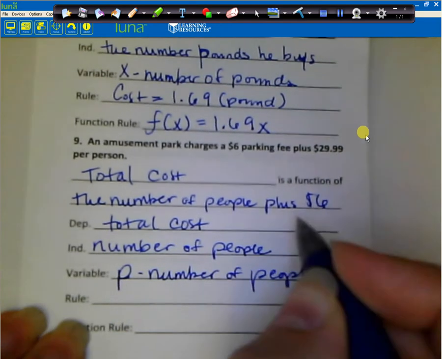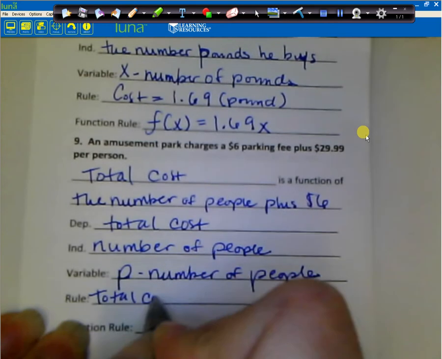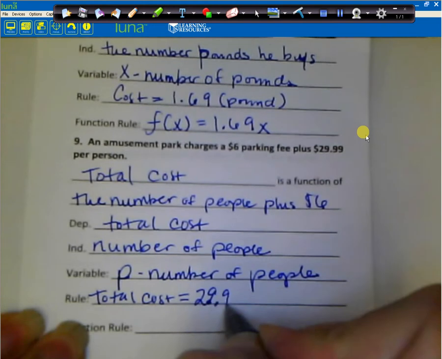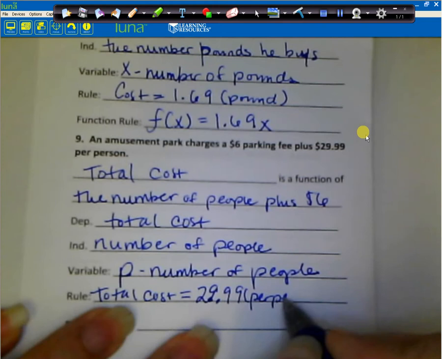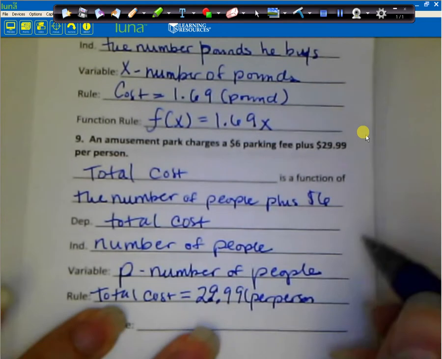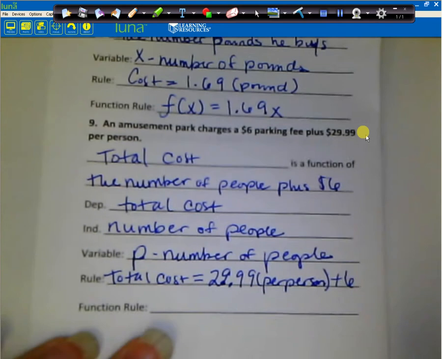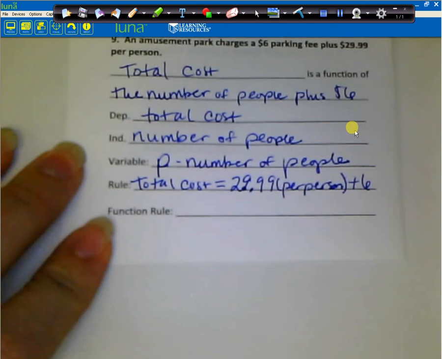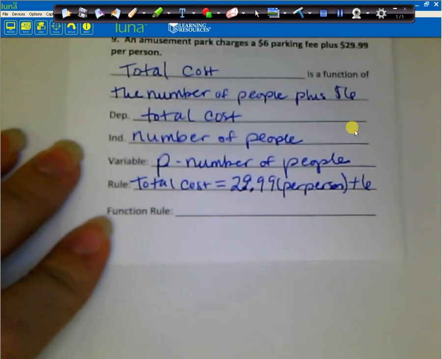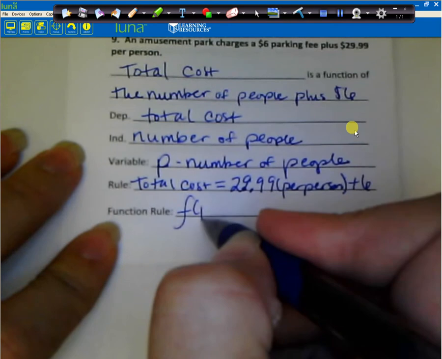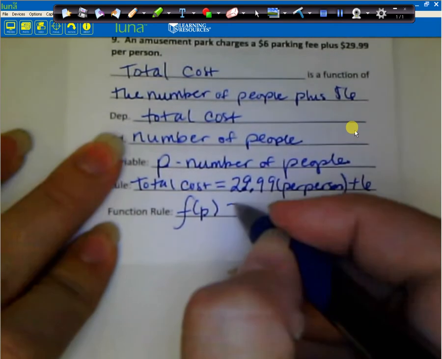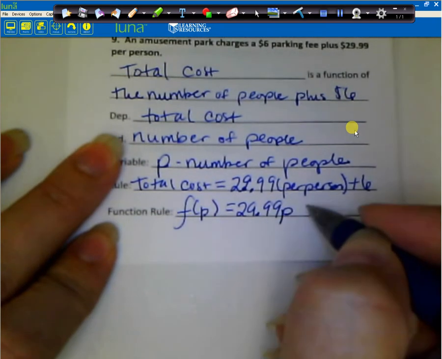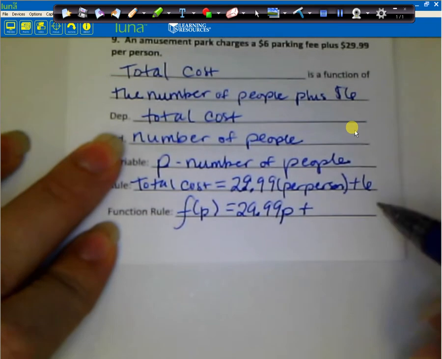My rule is that the total cost equals $29.99 per person plus 6. So that's my rule. The total cost equals $29.99 per person plus $6. And my function rule is going to be f of p, because p is my variable. F of p equals $29.99p, showing that I'm multiplying it times the number of people I have, plus 6.